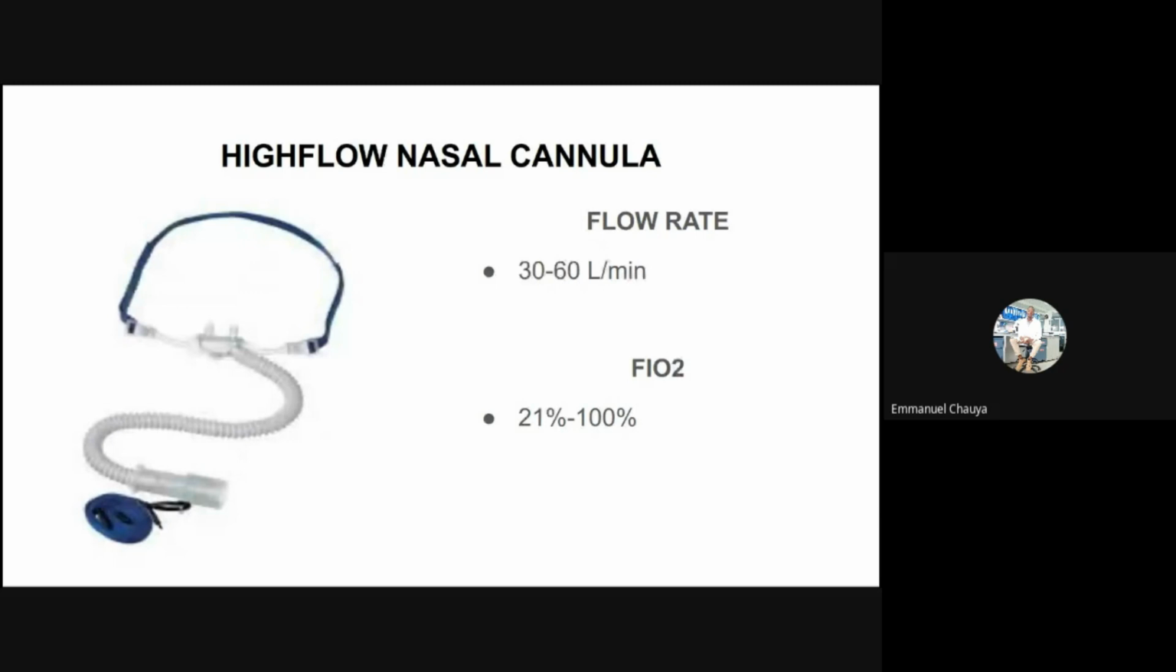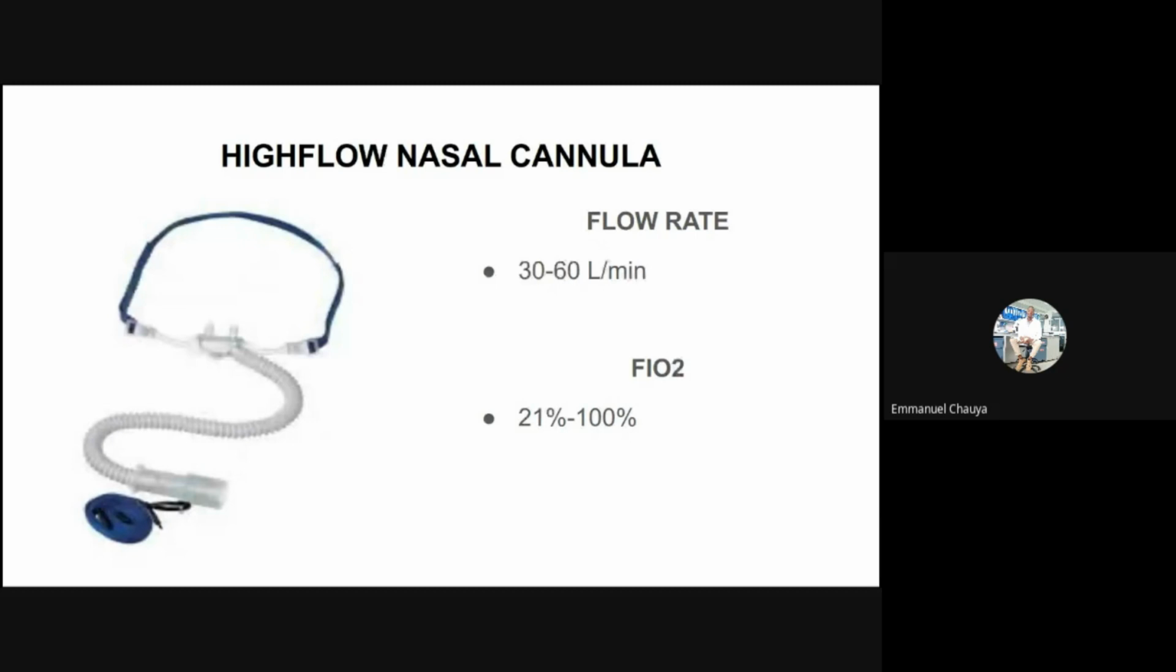Now let's look at a simple face mask. So another device that one can use to administer oxygen therapy is a simple face mask. And the simple face mask is a device that covers the patient's mouth and nose and is secured with an elastic strap around the head.